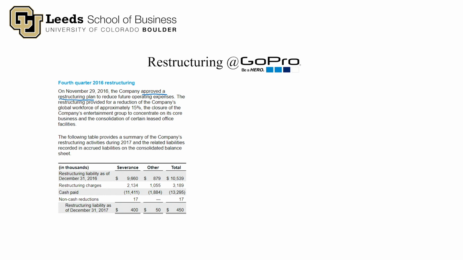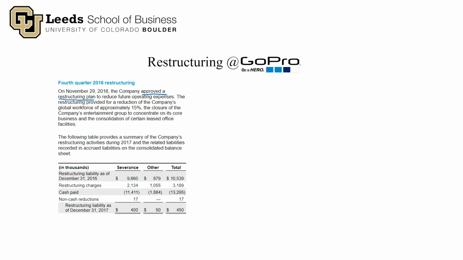So the company approved a restructuring plan to reduce future operating expenses. The restructuring provided for a reduction in the company's global workforce of approximately 15%. That's a lot of employees. The closure of the company's entertainment group to concentrate on its core business and the consolidation of certain leased office facilities. So they were doing cancellations, asset disposals, and more importantly, employee layoffs. The following table provides a summary of the company's restructuring activities during 2017 and the related liabilities recorded in the accrued liabilities on the consolidated balance sheet.